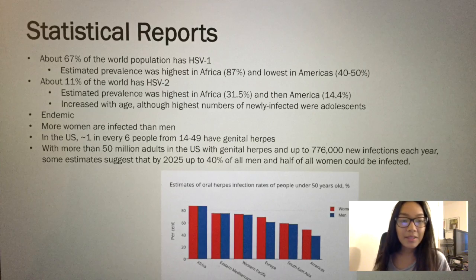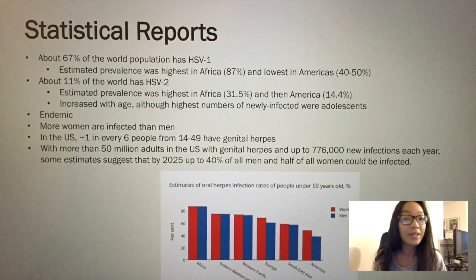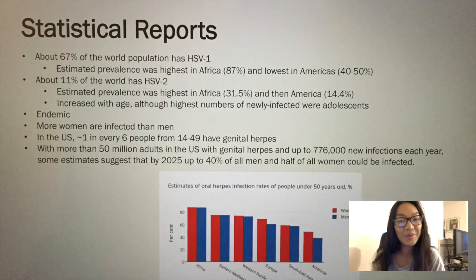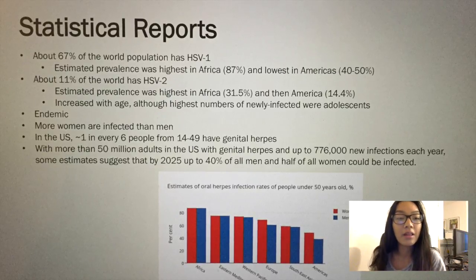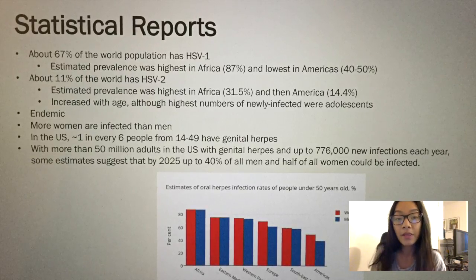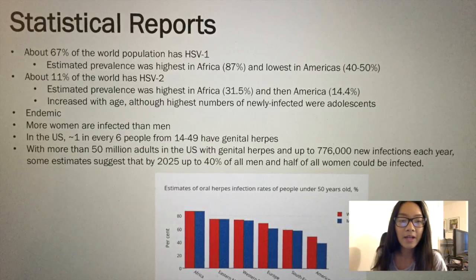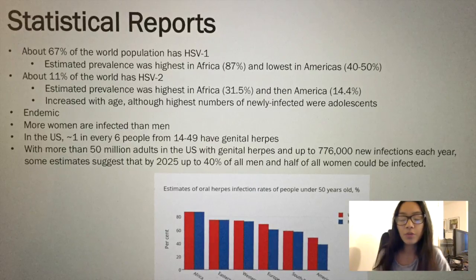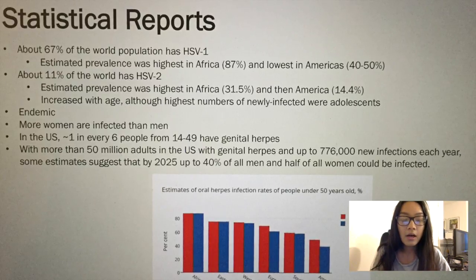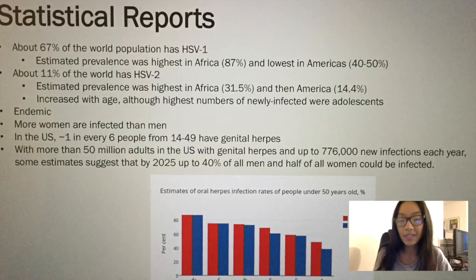So today it is found that about 67% of the world population has HSV1, with the estimated prevalence highest in Africa being 87% and lowest in the Americas being 40 to 50%, which, to me, is still pretty high. They also found that about 11% of the world population has HSV2, with an estimated prevalence highest in Africa being 31.5%, and then the Americas being 14.4%. They also found that HSV2 cases increase with age, which is pretty obvious because HSV2 is commonly spread through sexual activity. However, they found that the highest numbers of newly infected cases were adolescents or teens.